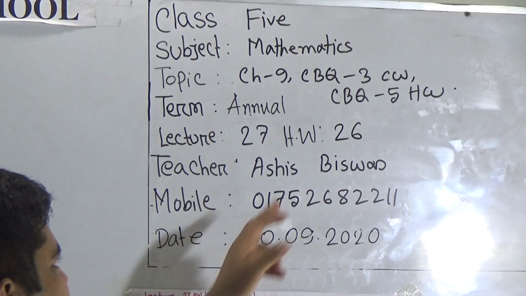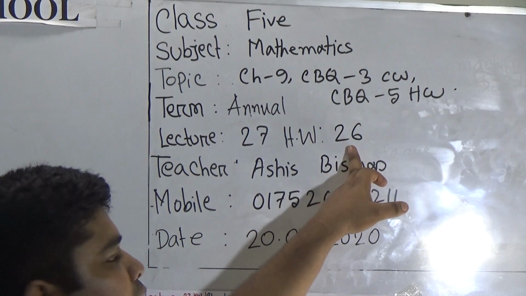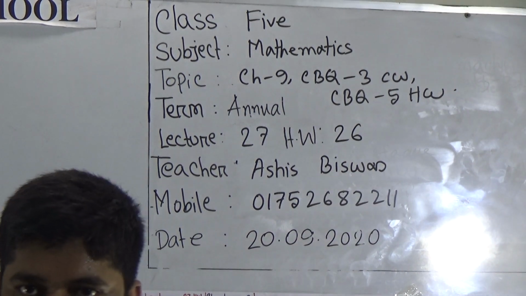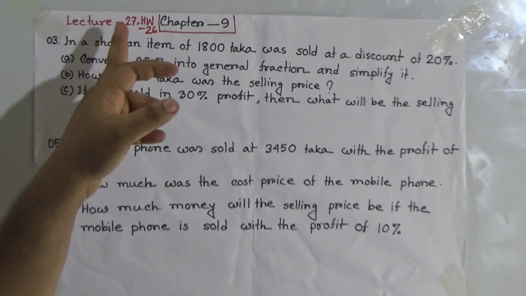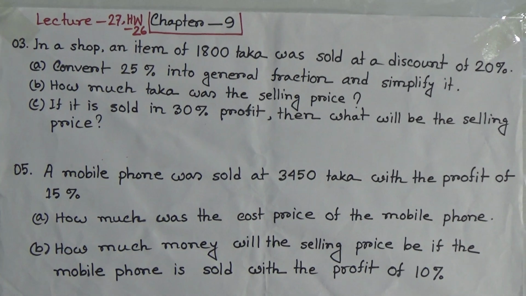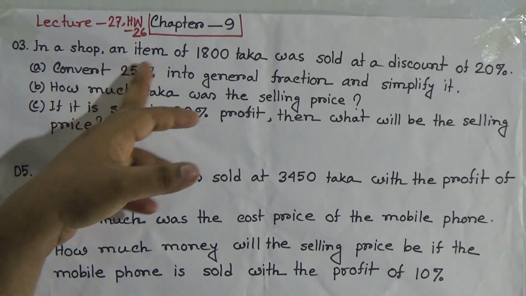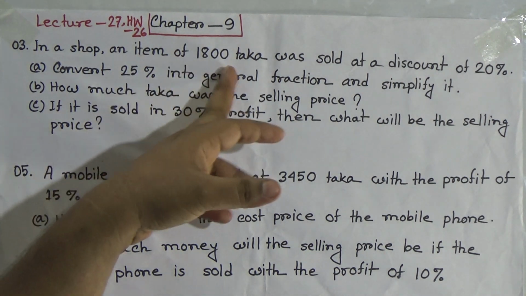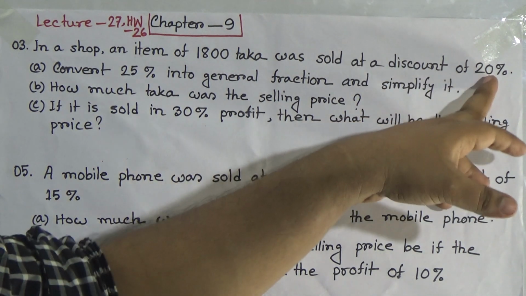My dear students, today is our lecture number 27 of annual term and today's SW number will be 26. So let us start our class, chapter 9, and today's lecture number 27, SW 26. So my dear students, let us start. Question number 3. In a shop, an item of 1800 taka was sold at a discount of 20%.